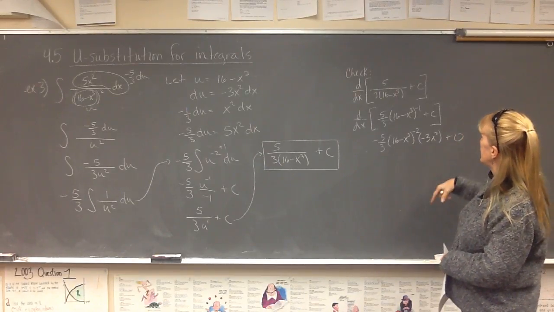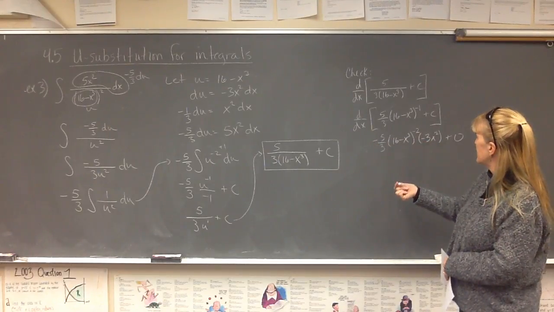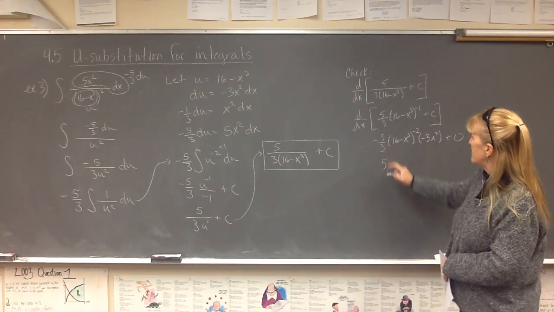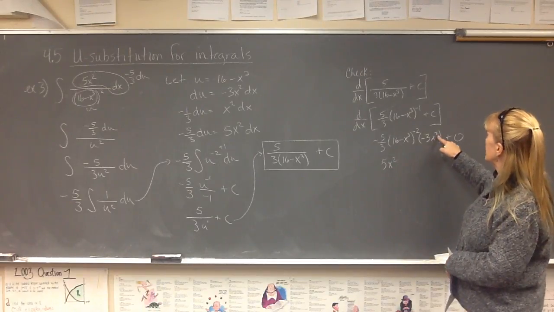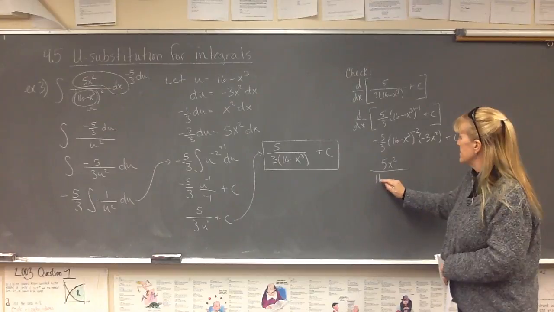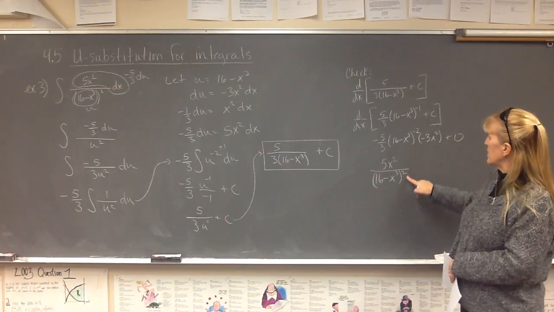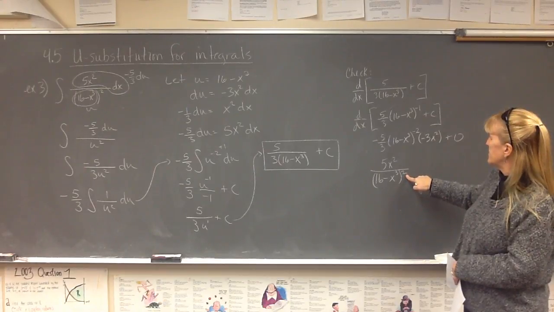So I'm going to make this neat here. My 3's are going to cancel. A negative divided by a negative makes a positive. I'm going to have a 5 on my numerator. I'm going to have an x squared on my numerator. And all of this stuff is going to go into the denominator: 16 minus x cubed, quantity squared. I will exhaust that negative by doing that.